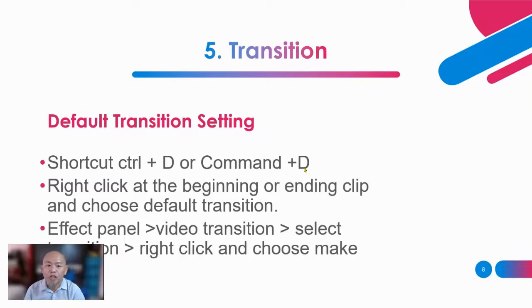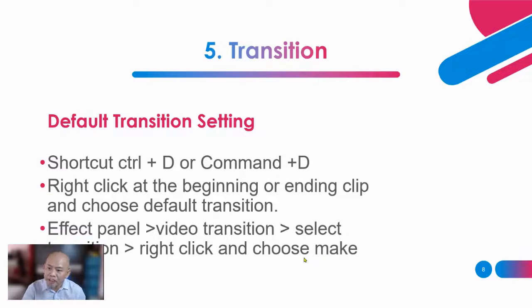Okay, so how to do it? Shortcut is Control D, Command D for Mac. Or what you can do, we can right click on our clip at the beginning and ending of our clip and choose default transition. When we choose default transition, it will be a simple dissolve. But let's say you have your own transition, you can go to effect panel, go to video transition, select transition and make it as a default. This is how we do it and we set it.